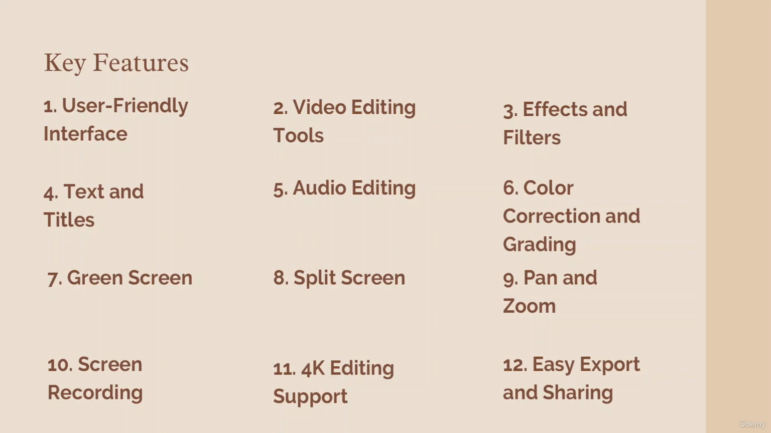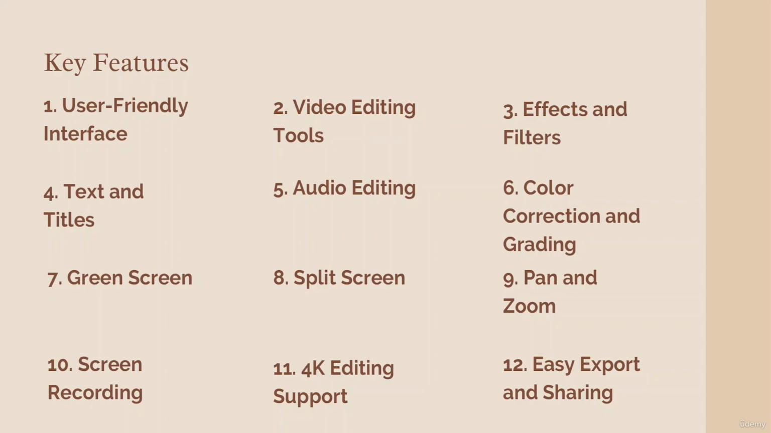Four is going to be the text and titles. Obviously you're going to need text and titles in your videos, and you have access to those too. The next one is going to be audio editing. Just like other video editing software, it also has audio editing tools which you'll be able to work on. Six is going to be color correction and grading. Obviously your video needs to look a lot better, and color correction and color grading play a very vital role, and you'll be able to do that in Filmora.